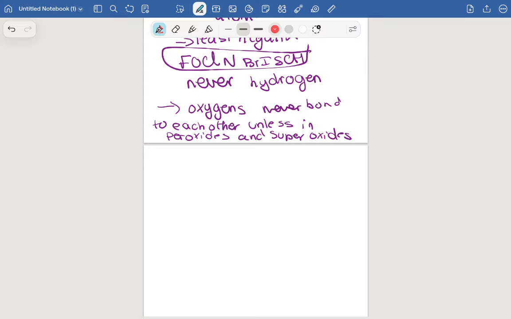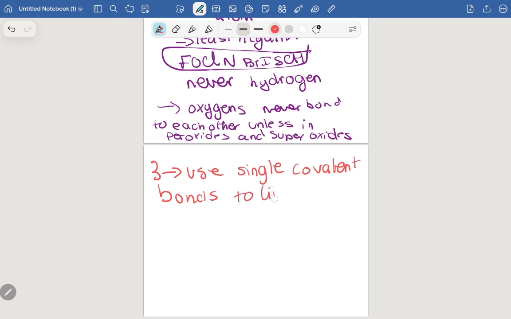Step 3: use single covalent bonds to link remaining atoms to the central atom. Okay, so the third step is to use single covalent bonds to link remaining atoms to the central atom.